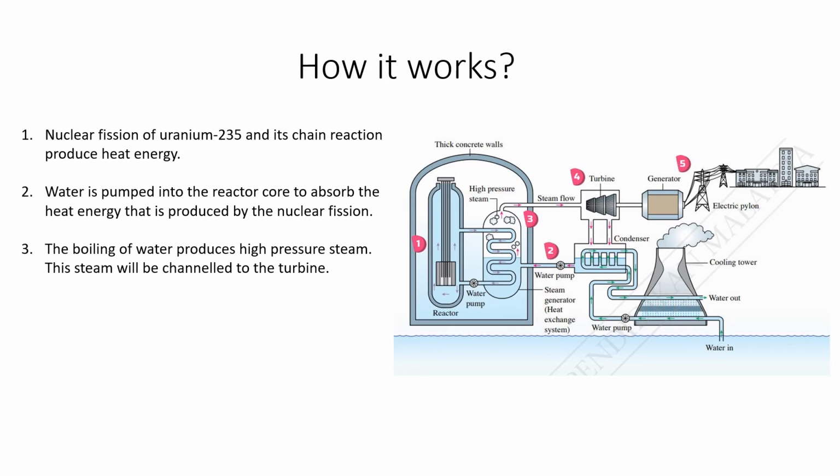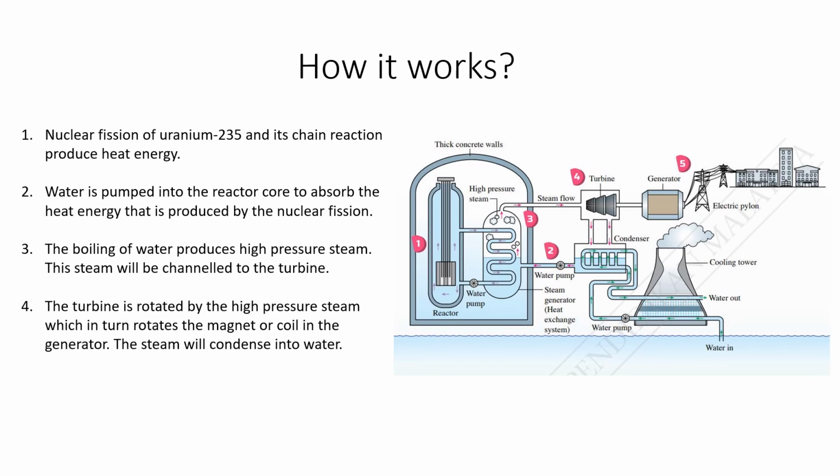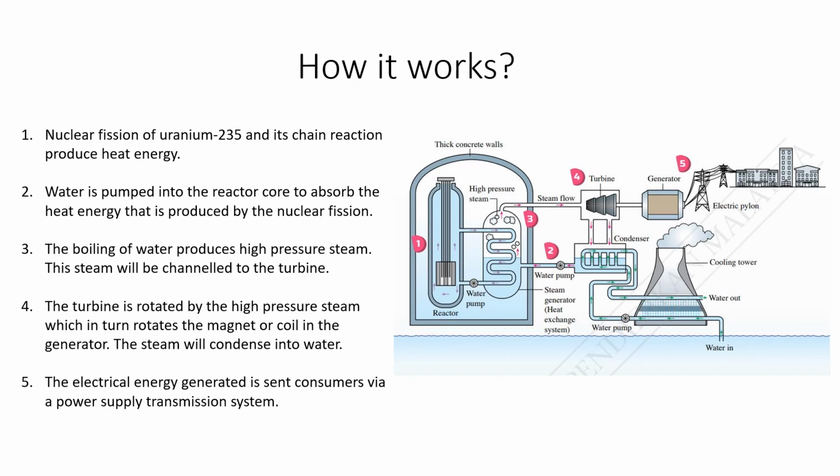The boiling of water produces high-pressure steam. This steam will be channeled to the turbine. Then, the turbine is rotated by the high-pressure steam, which in turn rotates the magnet or coil in the generator. Later on, the steam will condense into water. Lastly, the electrical energy generated is sent to consumers via a power supply transmission system.